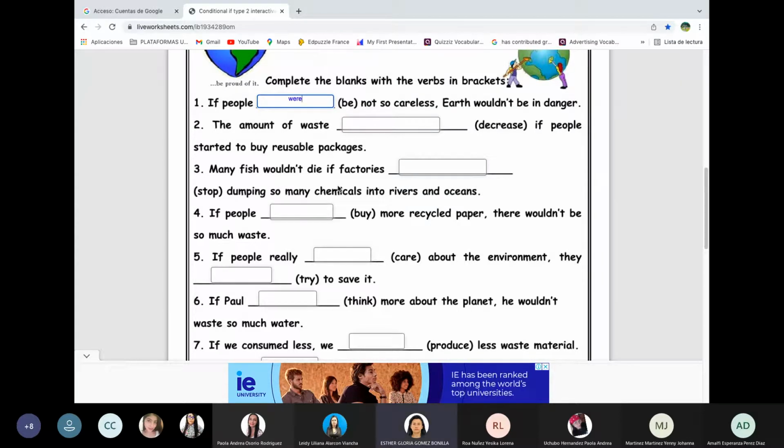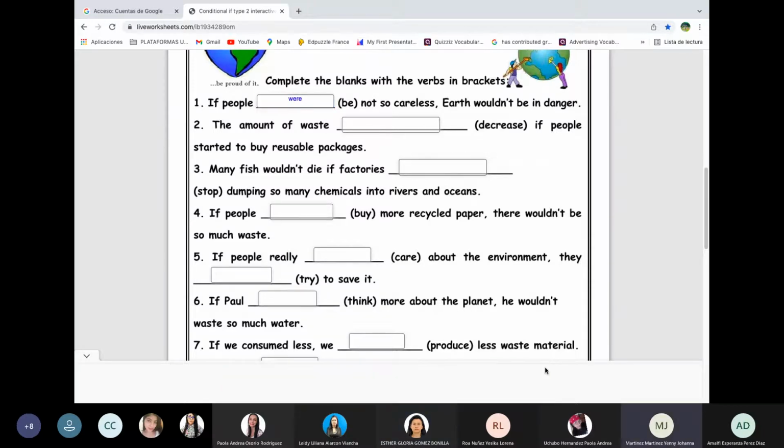Maybe Claudia? Claudia, would you like to repeat the conditional? Oh. Claudia, Paula, Andrea, Chugo. If people were not so careless, Earth wouldn't be in danger. Repeat. Who wants to repeat? If people were not so careless, Earth wouldn't be in danger, okay? Earth wouldn't be in danger.